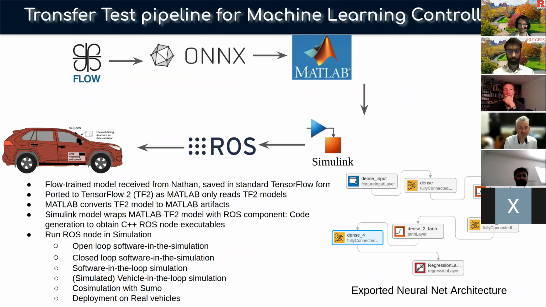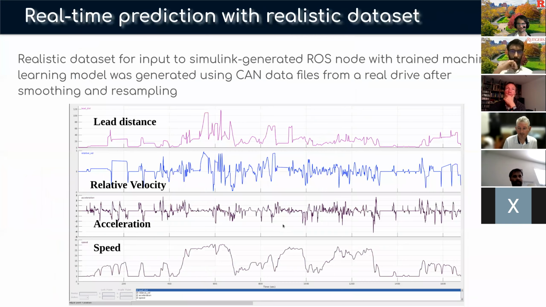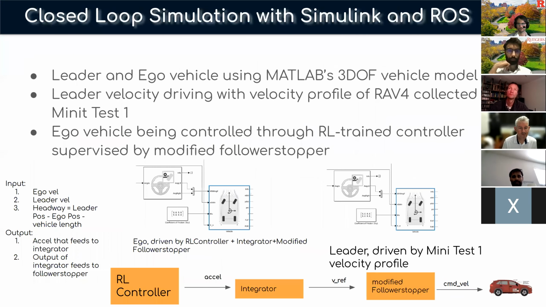And finally, to deploy the machine learning controller, we translated the trained model into the ONNX format that was used to generate ROS code, and that ROS code was used to deploy on the real vehicle.